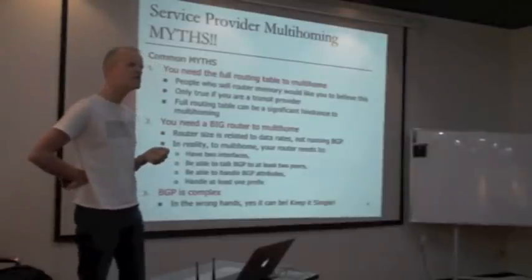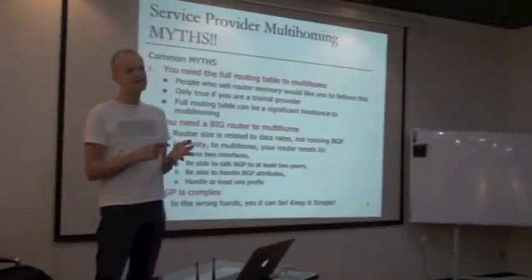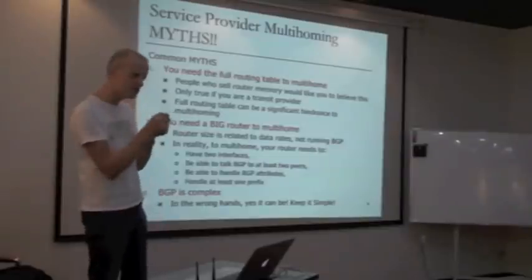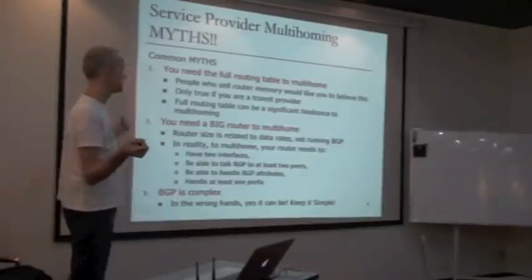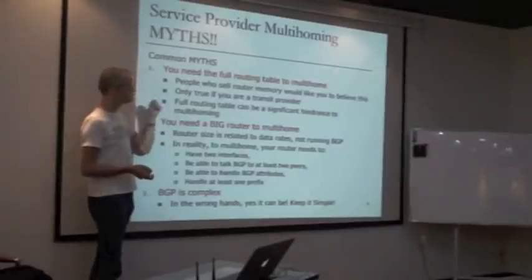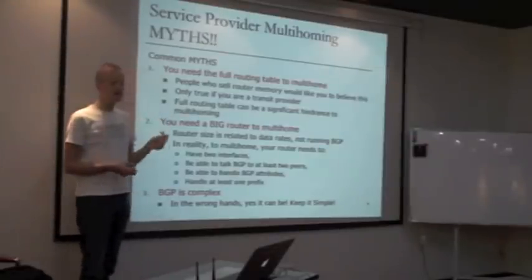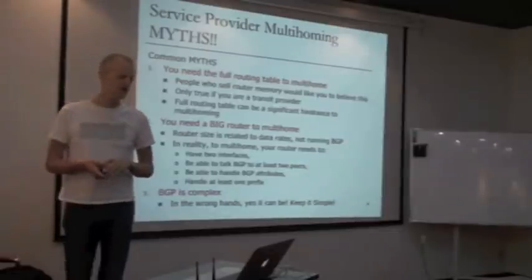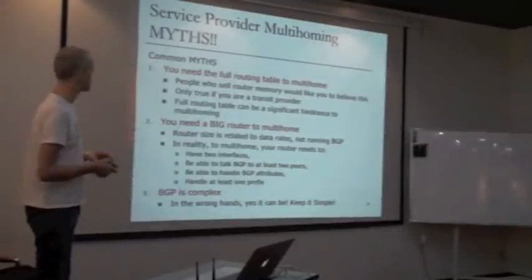It's too difficult because a customer of theirs then wants a full BGP table to do their load balancing, and it becomes too hard. In fact, if you have a full BGP table, it can be a significant hindrance. It can make multi-homing much harder.